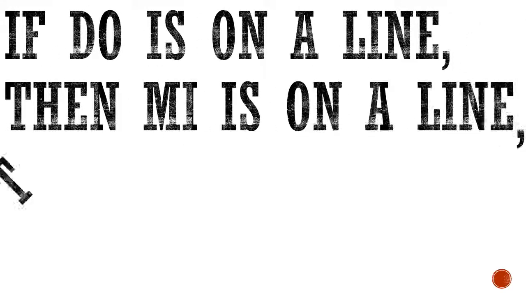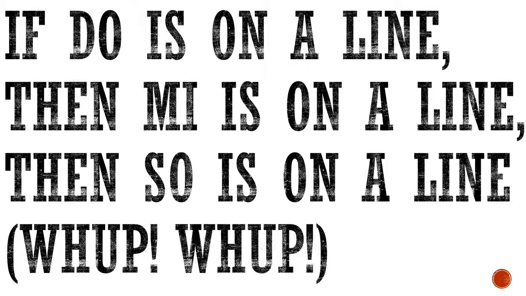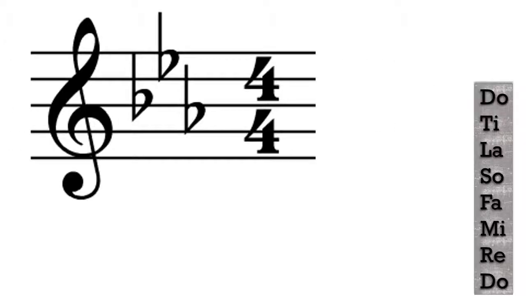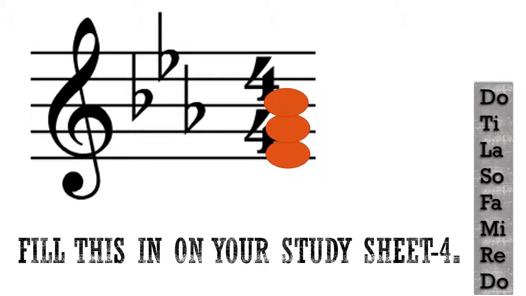Do is on a line, then mi is on a line, then so is on a line. Whoop, whoop. So once again, the last flat is fa. Fa is here. We go down to do. Working it backwards, fa, mi, re, do. Do is on a line, mi is on a line, so is on a line. Whoop, whoop. Now fill this in on your study sheet. This is the last thing you have to do on the study sheet. You're filling in do, mi, so on that last paper there.